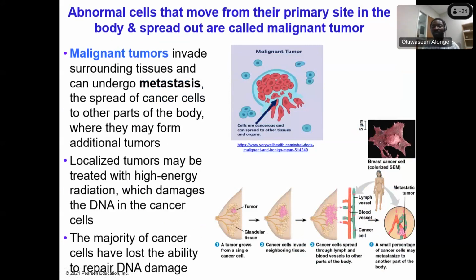So a localized tumor may be treated with high energy radiation, which damages the DNA in the cancer cell. The majority of cancer cells have lost the ability to repair DNA damage at that point.